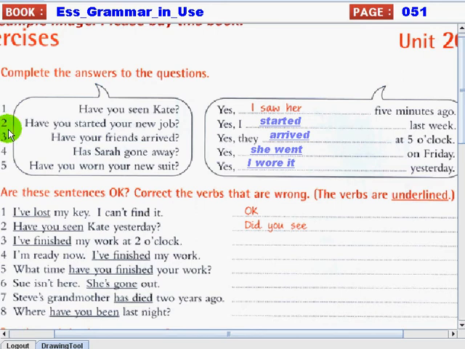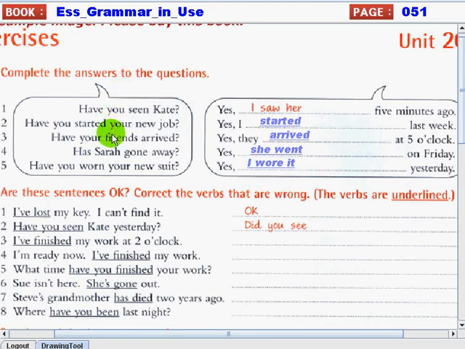Okay. Now let's read number 2. Have you started your new job? Yes, I started last week. Have your friends arrived? Yes, they arrived at 5 o'clock. Has Sarah gone away? She went on Friday. Have you worn your new suit? Yes, I wore it yesterday.